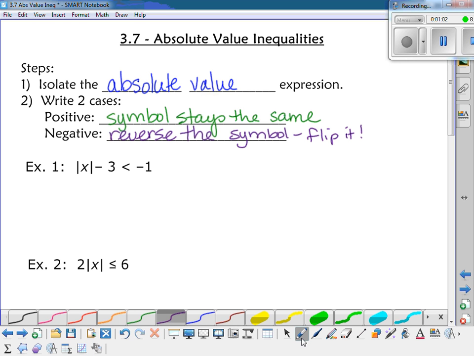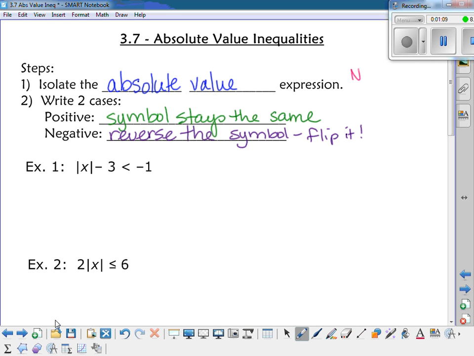And another thing you want to make sure you remember with absolute values, did we ever distribute? No, we never, ever, ever. So the same is true for inequalities. Okay, we're not going to distribute.